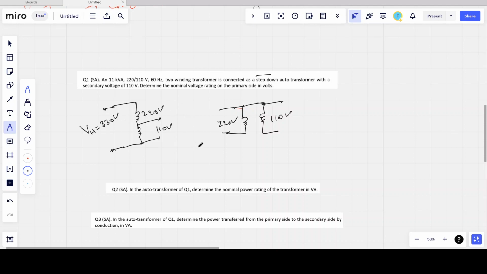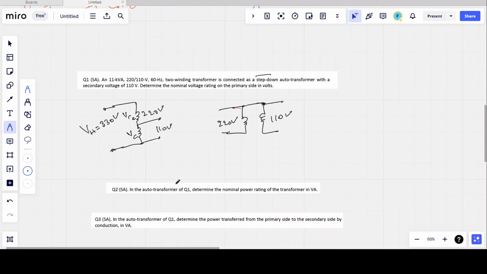And like that, we have solved this problem. So determine the nominal voltage rating on the primary side. On the primary side, now we have 330 volts, and the output voltage is 110. This voltage is what we also call VC, which is the common winding voltage, and this voltage here is what we call VSE, and that is our series voltage.